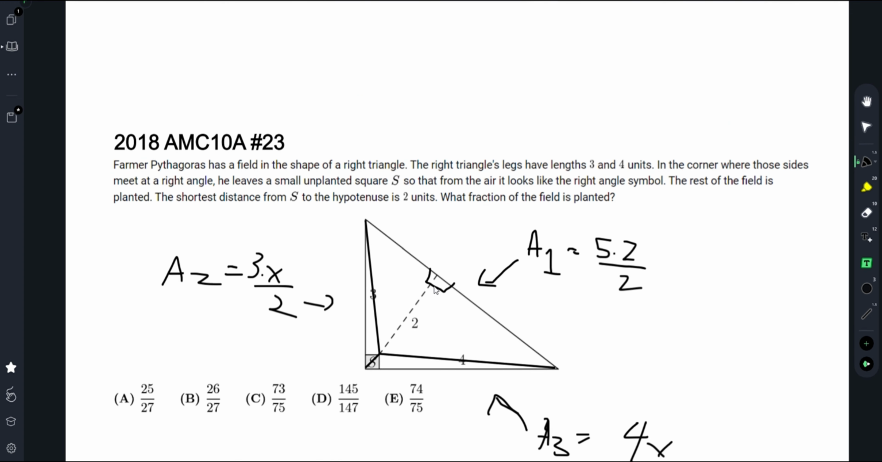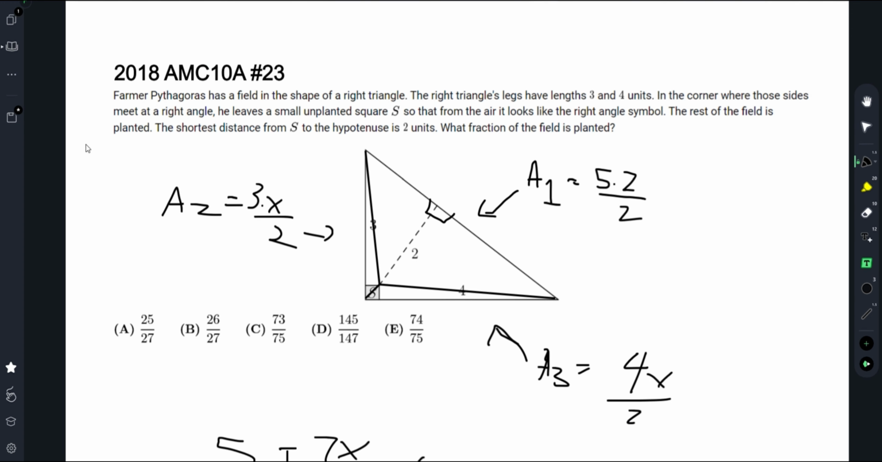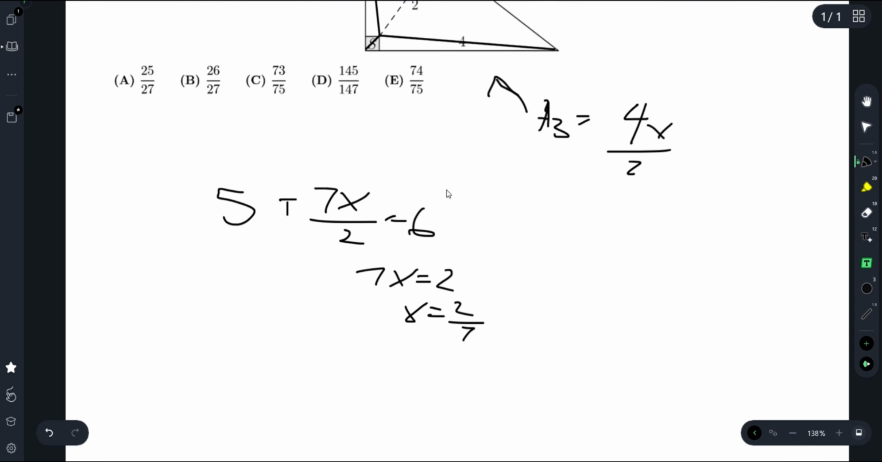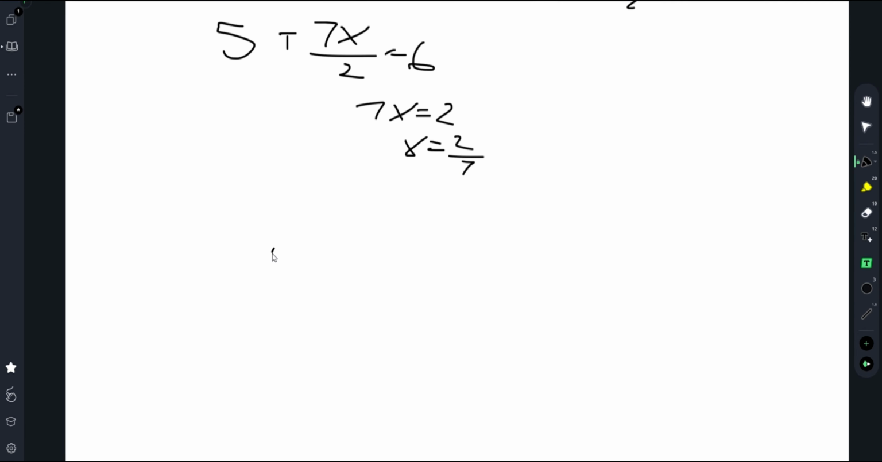Since x equals 2 over 7, we've pretty much solved the problem. The rest of the field is planted. So the unplanted part of the field is 4 over 49. So we get 6 subtracted by this, and this gives us 290 over 49.